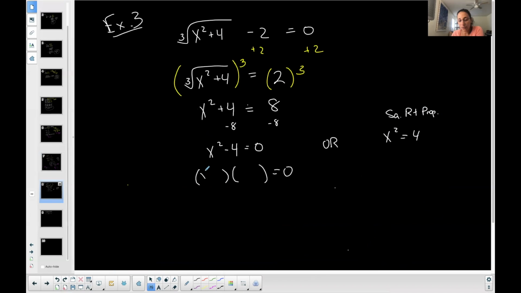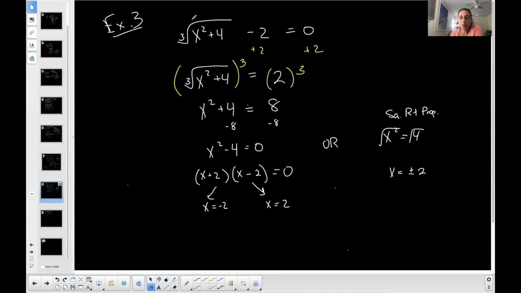Both of them work. If you recognize this as a difference of squares, it's x plus 2 times x minus 2. And from this one, when you set it equal to 0, you get a -2. When you set this equal to 0, you get a +2. You get the same thing here if you square root both sides. X is equal to the square root of 4, which is 2, plus or minus using the square root property. They both give you the same thing.